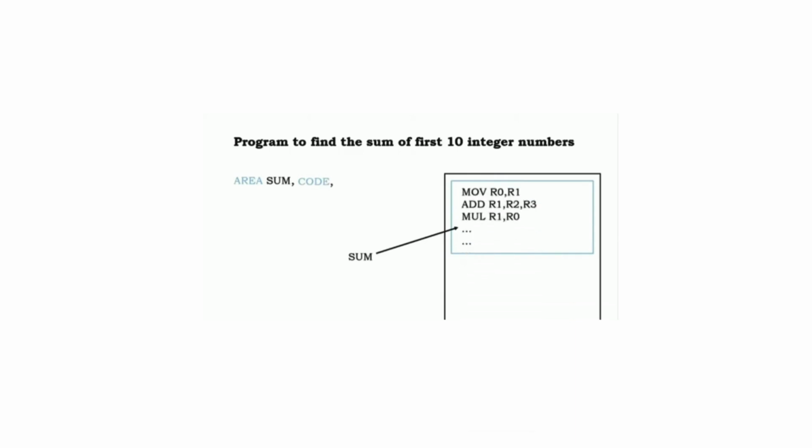Here in this program, we are adding first 10 integer numbers, that is 1 plus 2 plus 3 plus 4 plus 5, 6, 7, 8, 9 and finally 10. We will get the answer as 55. 55 is the sum of first 10 integers, that is 1 to 10. This 55 is equivalent to 37 in hexadecimal. We know that in microcontroller, whatever the value we get will be in terms of hexadecimal. So the equivalent of 55 is 37 in hexadecimal number.